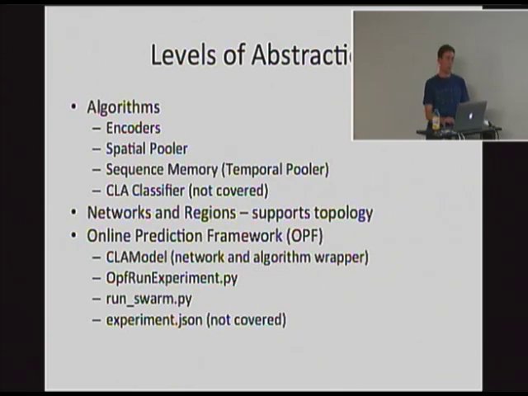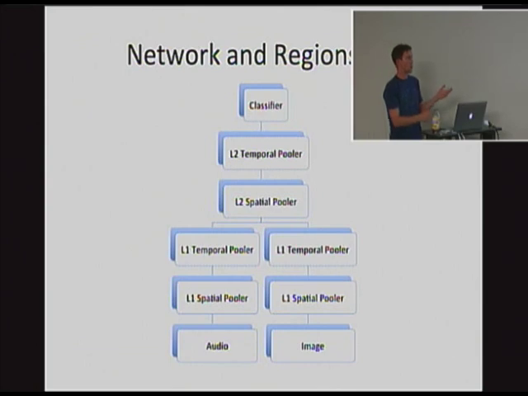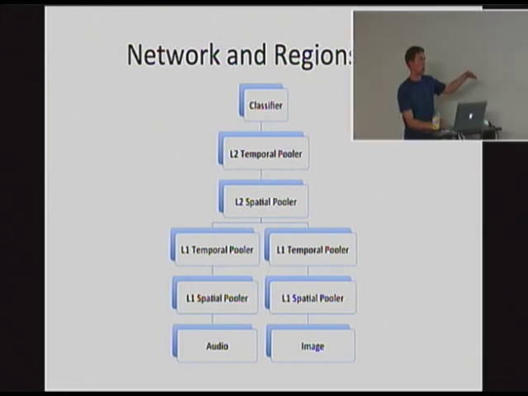So the networks and regions API is intended for arbitrary topologies of the different pieces. Here's an example of how you may set up a topology. You may have two different inputs, audio and images, and so at the bottom level you want the encoders for those. You create some encoder for audio, some encoder for an image, and then the output of those encoders goes into a spatial pooler to learn the spatial invariances, and then the output of that goes into a temporal pooler to learn the sequences over time.